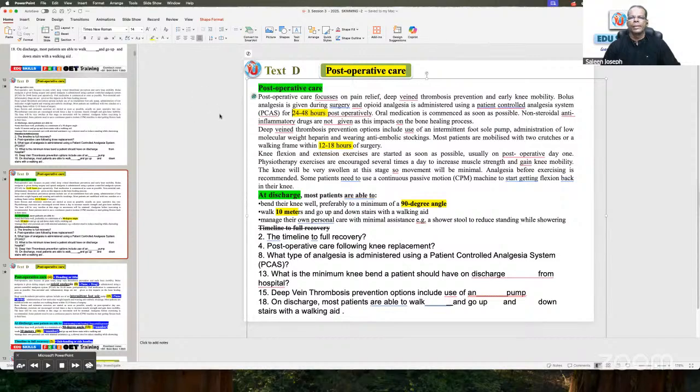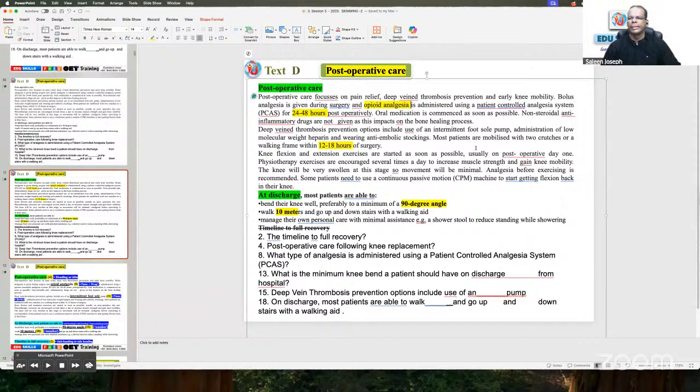Names of the drugs: opioid, oral medication, analgesia. Visual clues: chart. The capitals: NSAIDs, heparin. Yes. Sequential expressions.